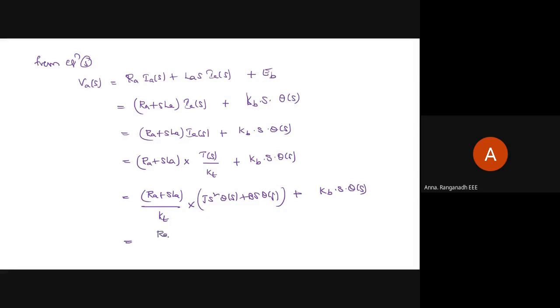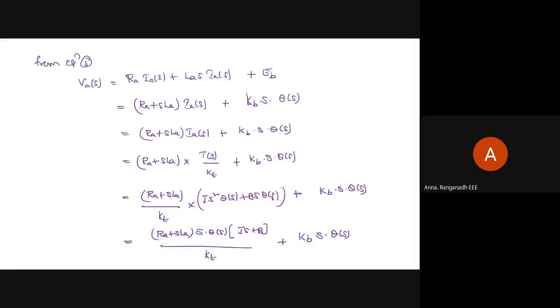So here Ra plus sLa. Here I am going to take the common s into theta of s. If I take the common s into theta of s, we'll get Js plus B, Js plus B by Kt, plus Kb into s into theta of s.